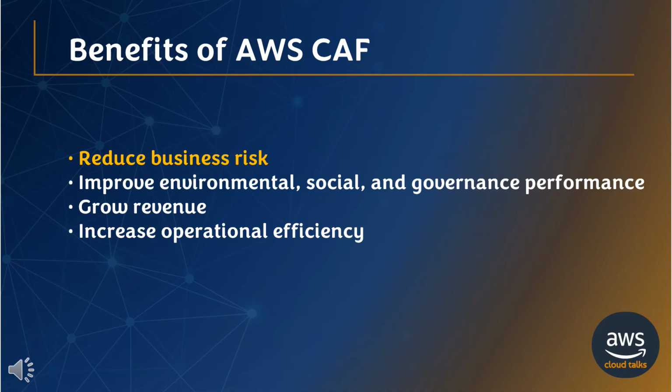Reduce business risk. You can lower your risk profile through improved reliability, increased performance, and enhanced security. Improve environmental, social, and governance performance. AWS CAF leverages AWS experience and best practices that helps you leverage insights to improve sustainability and corporate transparency.